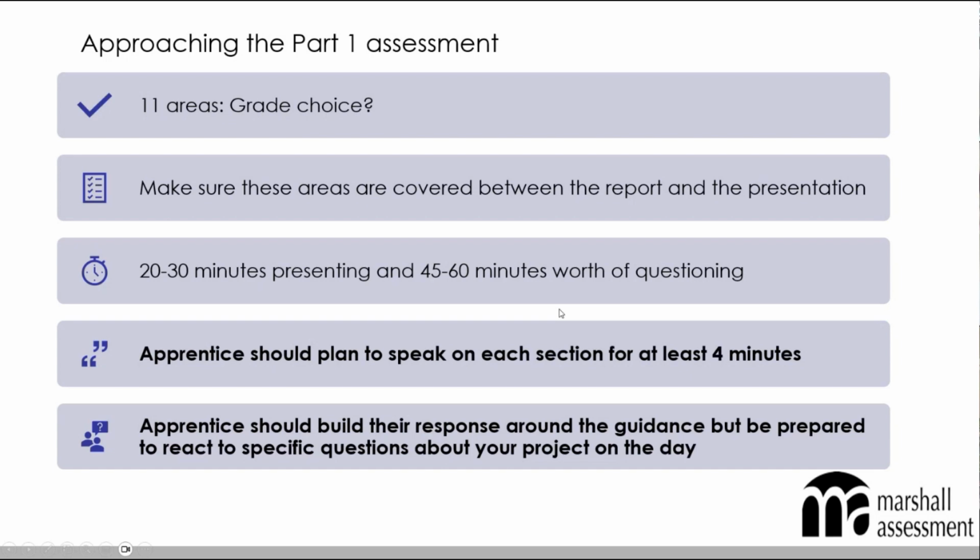And this is a level 6 programme, really. So if you think about there's 11 areas and there's roughly 60 minutes' worth of questioning, the apprentices should be talking for about 4 minutes on each of those 11 areas when they're asked questions. So it's about the apprentice building their response.